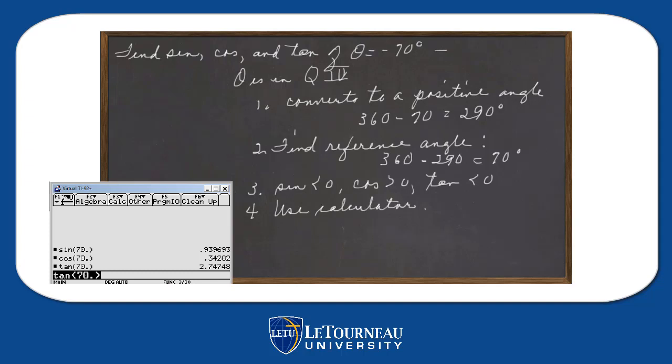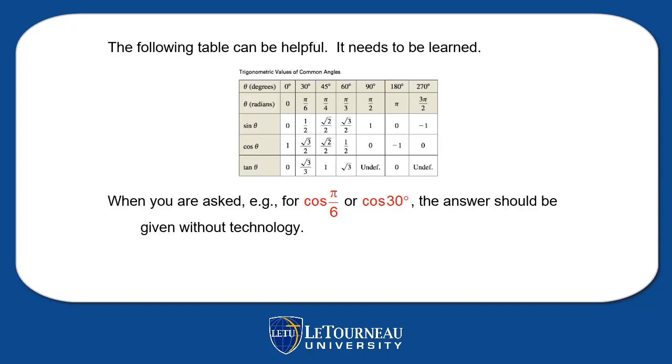Let's use the calculator. You see we've got our numbers over there. We just need to put the appropriate sign to them. So using the calculator and those numbers, we'll fix the signs for theta in quadrant 4. The sine of theta then will be minus 0.9397, cosine plus 0.3420, and tangent minus 2.74748.